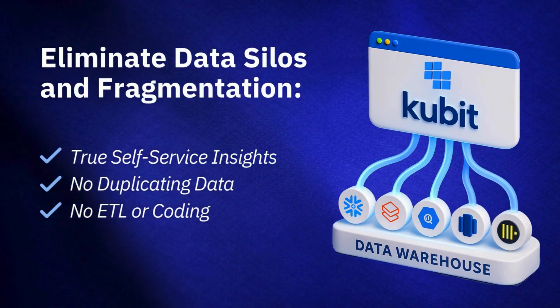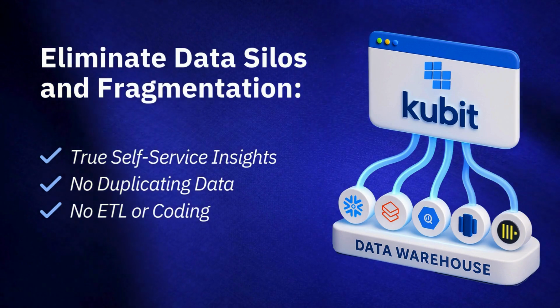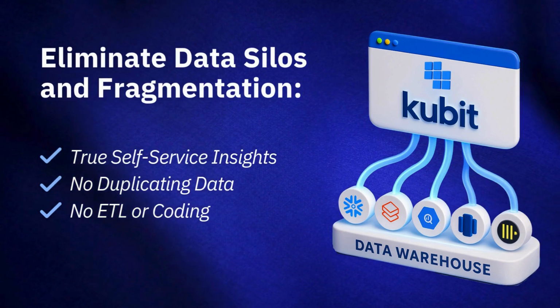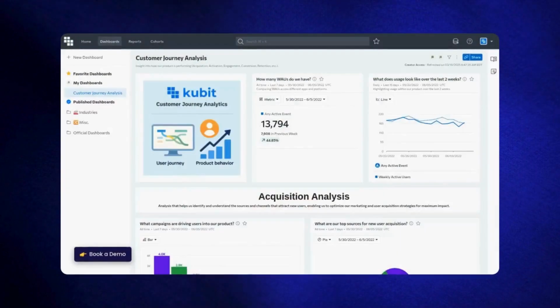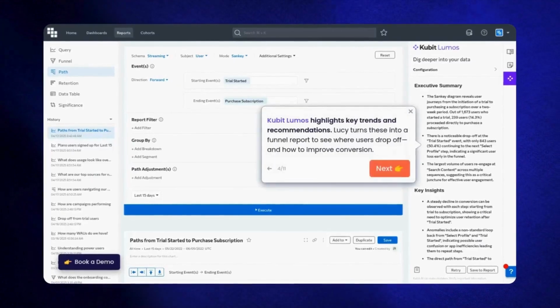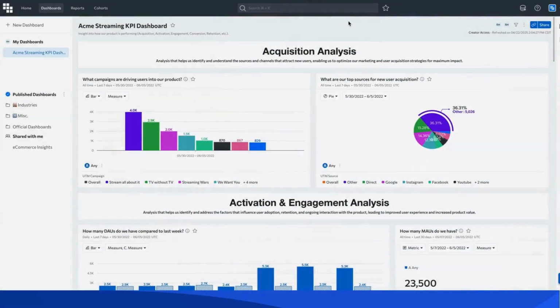You've invested heavily in collecting your customer journey data, yet actionable insights may still feel out of reach. Kubit changes the game, connecting directly to your data warehouse to deliver transparent, trustworthy analytics with no black boxes and no waiting. In this demo, I'd love to show you what it feels like for a product manager to use Kubit at Acme Streaming Organization and understand spikes and anomalies within their data.